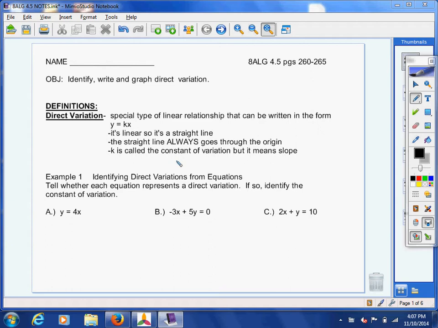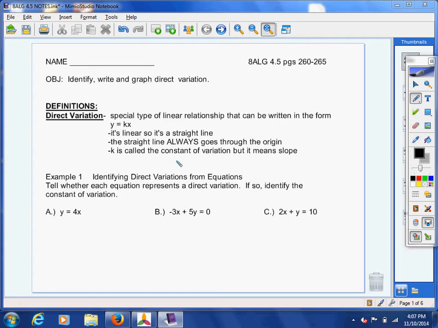All right, our objective today, we are going to identify, write, and graph direct variations. And so you're probably wondering, what in the world is direct variation and how does it fit into what we've been studying? We've been studying linear equations and we've been studying slope. So this is a little bit of a tie-in, another concept to focus in on.